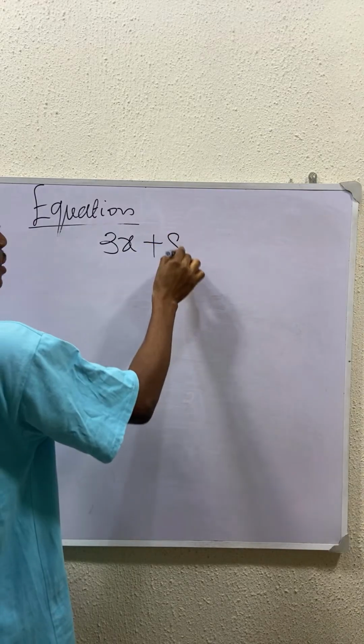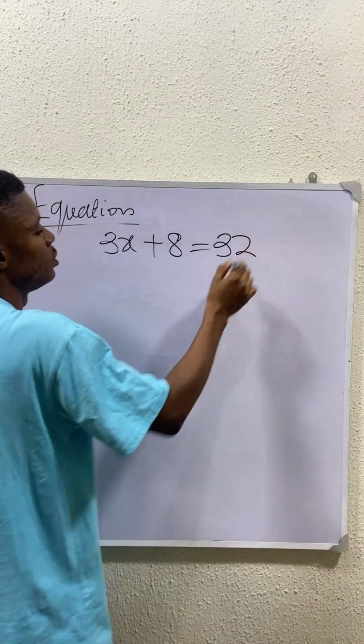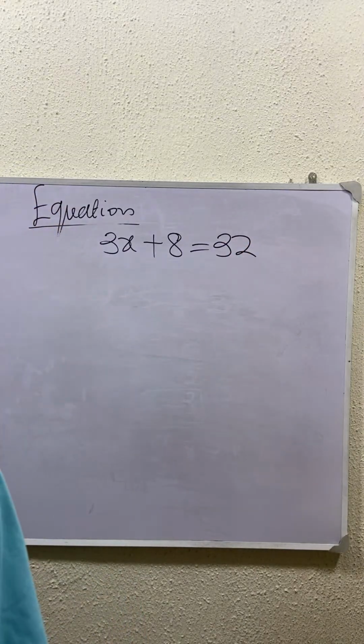So we look at this one: 3x plus 8 is equal to 32. What is the value for x? Can you give a try?